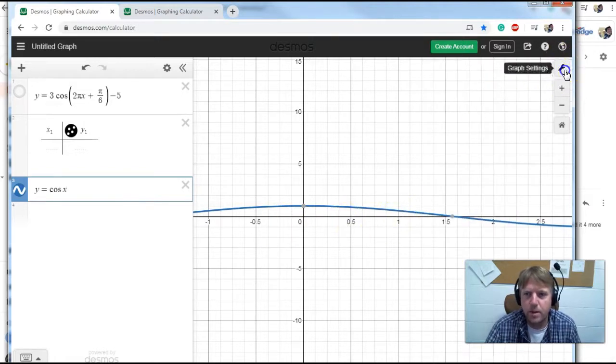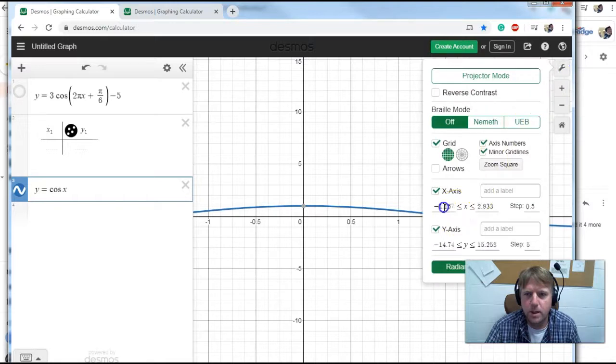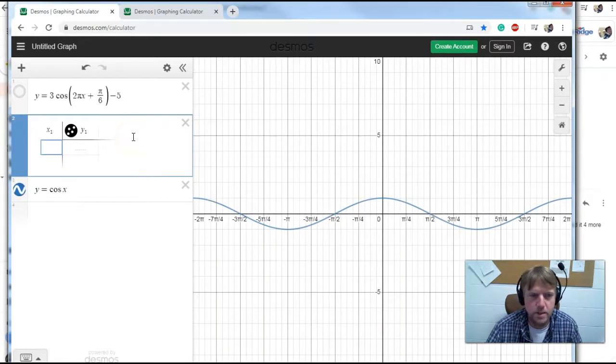I'm going to put it in initially in trigonometric axis, so that the numbers aren't going to be just whole numbers. That'll have the values that we see typically on a unit circle. So once again, typically we see points like 0, 1 on a cosine graph, pi over 2, 0.